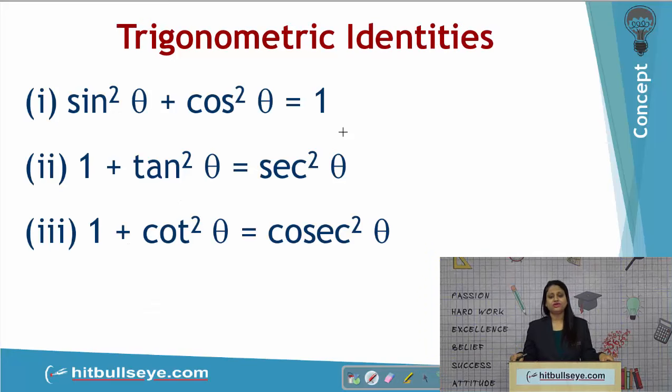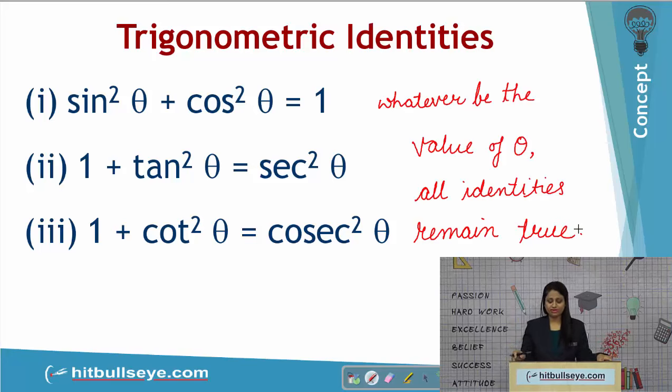Now this is something very important. There are 3 trigonometric identities. You should remember all these things. The very first property says sine square theta plus cos square theta is equal to 1. So whatever be the value of theta, all identities remain true. That is the meaning of an identity. So these identities are independent of theta.